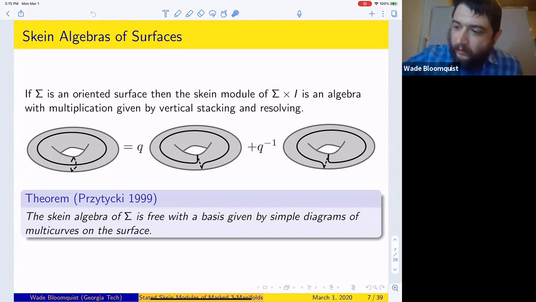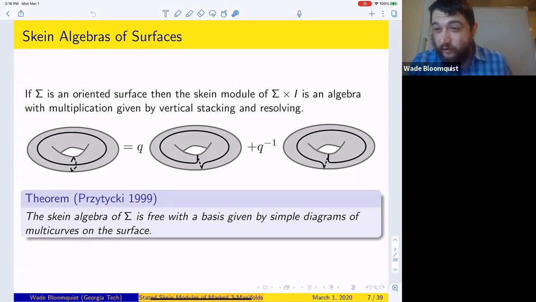And we can note this theorem right here, which primarily is included, well, first of all, because it's a nice thing, but it also gives a nice sense of the time frame about when these kinds of objects were first introduced and when these kinds of fundamental theorems about them were proven. So originally, Sikora? no, Przytycki in 1999 proved that we can give a basis for the Skein algebra, meaning there's no torsion, so it's actually a free module. And we can understand this entirely by looking at simple diagrams, meaning diagrams without crossings on the surface. And we have the diagrams of multi-curves on the surface itself.